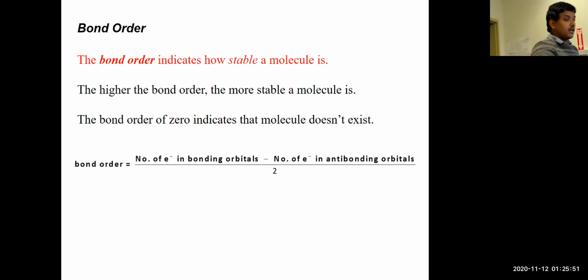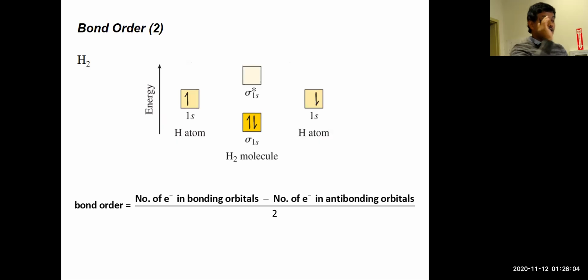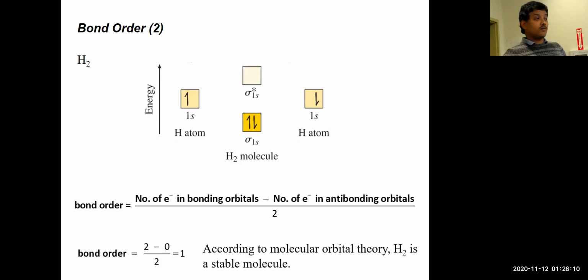This is how you would calculate the bond order. You would calculate the total number of bonding electrons, and you will subtract the total number of electrons present in the anti-bonding molecular orbitals. You will take it over 2. So if you use that formula on the H2 molecular orbital theory, you will have 2 minus 0 over 2, which says that your bond order is going to be 1. Bond order 1 says that it is not 0, which means the molecule exists and it is a stable molecule. H2 is a stable molecule.